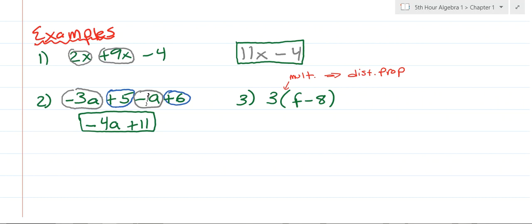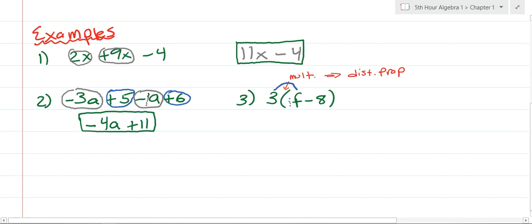And I like to use little lines. I'm going to show you those lines. So I want to make sure everything gets used. I'm going to say 3 and put a line to this first one, f. So I have to think, what is 3 times f? Now there's a little pretend 1 here. So when you're multiplying a number with a variable, you are always multiplying the numbers together. So I'm going to do 3 times 1, which is 3. I'm going to keep the f.